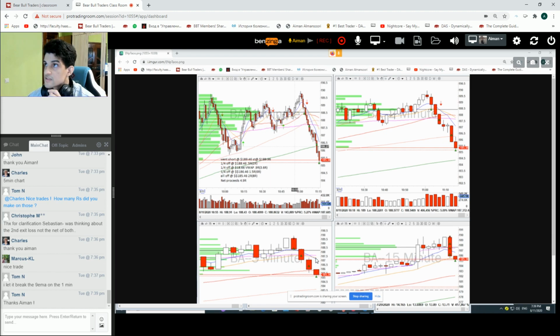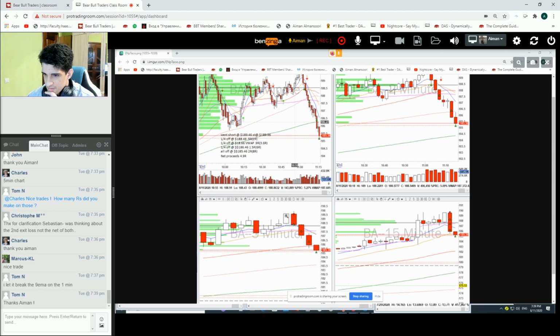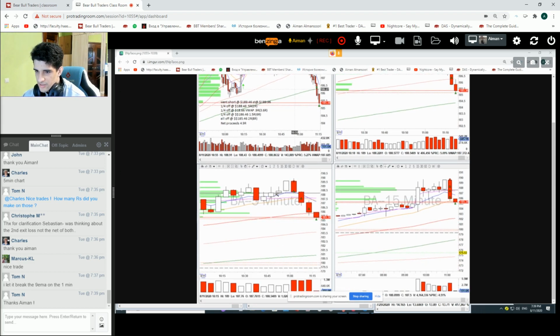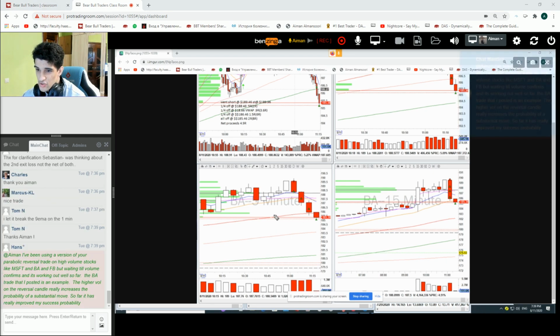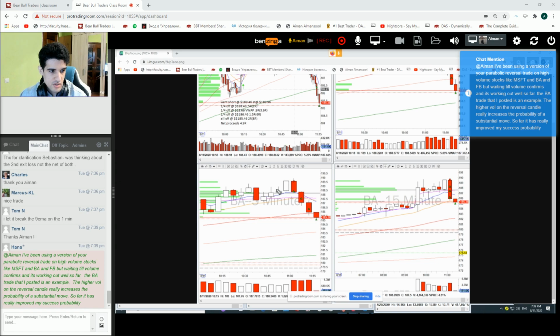So Hans, let's see what you did there. Hans traded BA. And I guess this is also a parabolic reversal. Looking at the 5-minute chart, running 1, 2, 3, 4 consecutive candles. For me, I don't like it so much for a parabolic reversal because look at this.